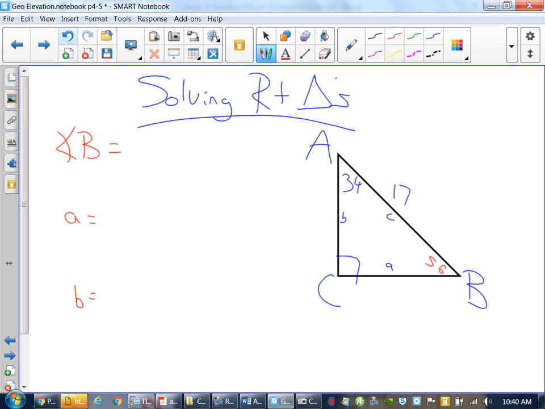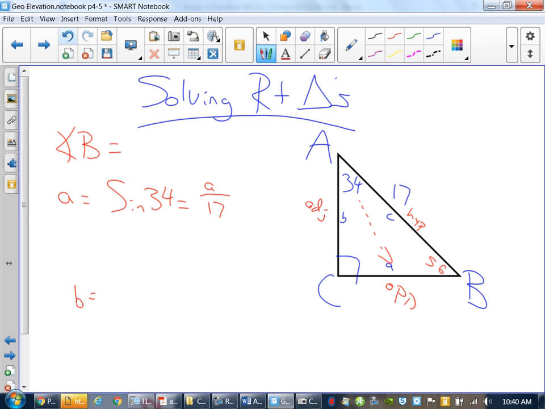That's easy. But what I'm going to do then is look at this 34. A is its opposite. B is its adjacent. And 17 is the hypotenuse. So in order to solve for the little a, what trig function am I going to need to use? What works with opposites and hypotenuse? Sine. So that means the sine of 34 is little a over 17.